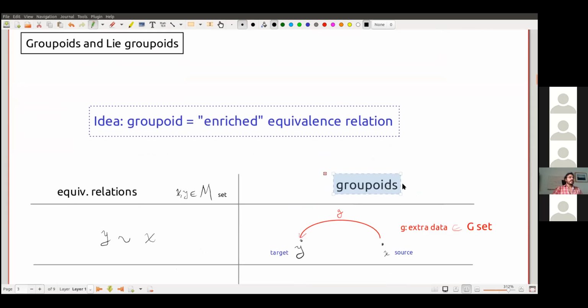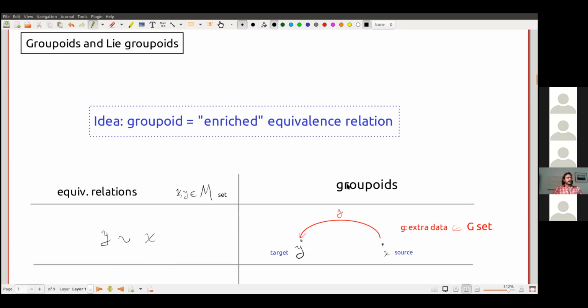we enrich the equivalence by considering a set of the possible ways in which X is actually equivalent to Y. For example, if X was a triangle and Y was a triangle, there is the information saying that these triangles are equivalent, but there is more you could give. You could say they are equivalent through this particular rotation or through this particular translation or so on. So this extra data is enriching the fact that the objects are equivalent.